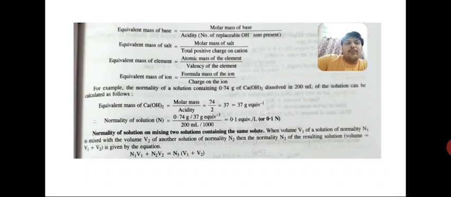So here in the case of normality we have to use equivalent mass, right? So you can see the equivalent mass of Ca(OH)2 is molar mass upon its acidity. After calculation we are getting 37. Just put all these values: W2 by E2 into 1000 upon given volume. Otherwise you can directly write 0.74 upon 37 into 1000 upon 200. After calculation we are getting 0.1 gram equivalent per liter.